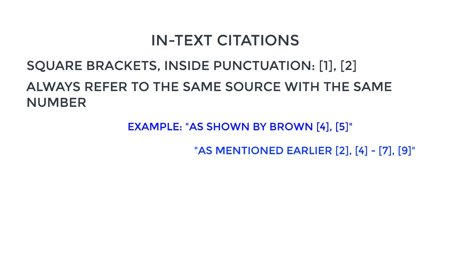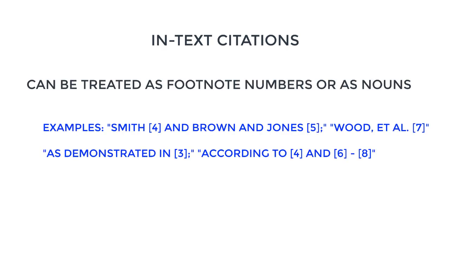When citing multiple sources at once, the preferred method is to list each number separately in its own brackets using a comma or dash between numbers. In-text citations can be used like footnote numbers and put after the author's names, or can be used as nouns as if referring directly to the title of a work.